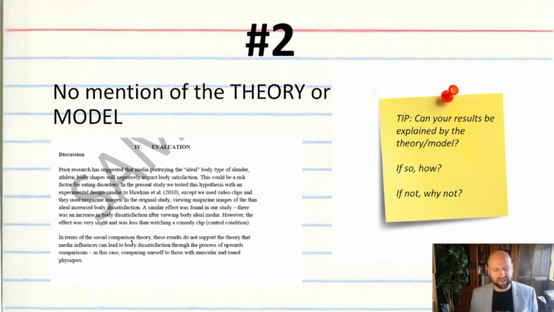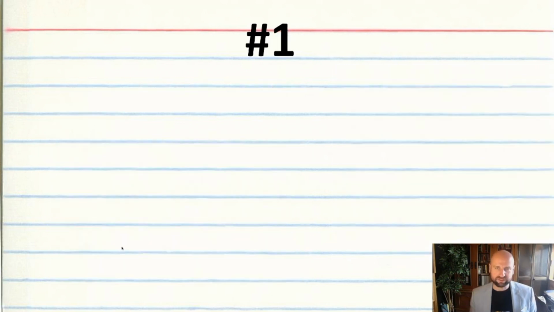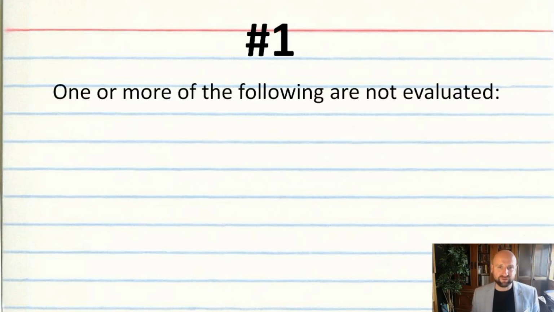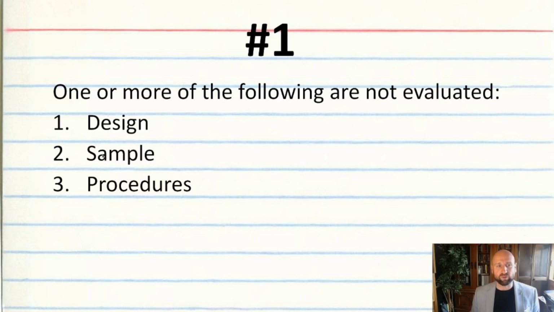Actually, sorry, I should say, this one is quite hard to explain in relation to the background theory or model because my results contradict it. But anyway, focus on linking to the theory or the model. That's imperative. The number one mistake students make in their evaluation, and it's so painful because it's so easy to avoid, is that they do not include evaluations of all three of these factors.